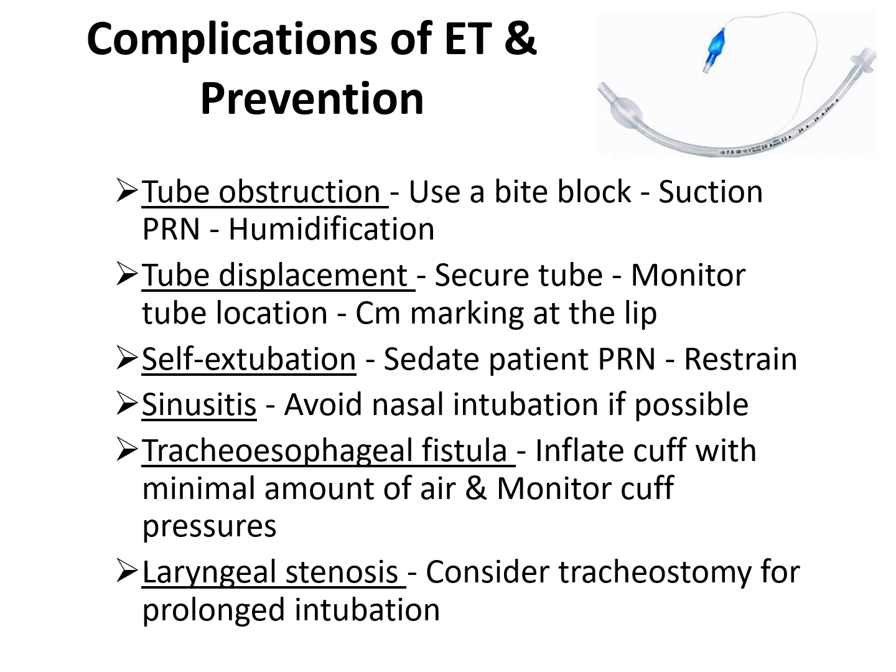There are also complications of the ET tube, and prevention. If you have a tube obstruction, it could be due to the patient biting, so you would want to make sure that you have a bite block in. Or if they are coughing a lot and have a lot of secretions, you may have to suction them, but suction PRN, and use humidification so that any secretions are more liquid.